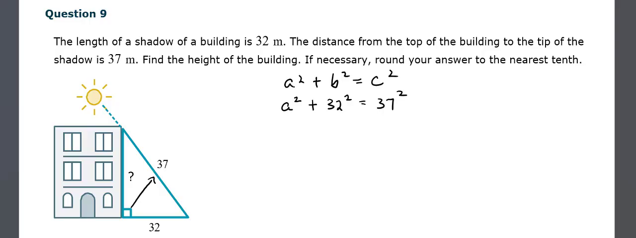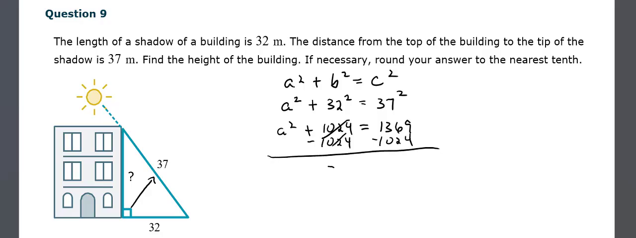So we need to find out what 32 squared is, which is 1024. We need to find out what 37 squared is, and that's 1369. So now, just like we did before, we're going to isolate. So we're going to subtract 1024 from both sides so that we can isolate our variable. So a squared would equal 345.